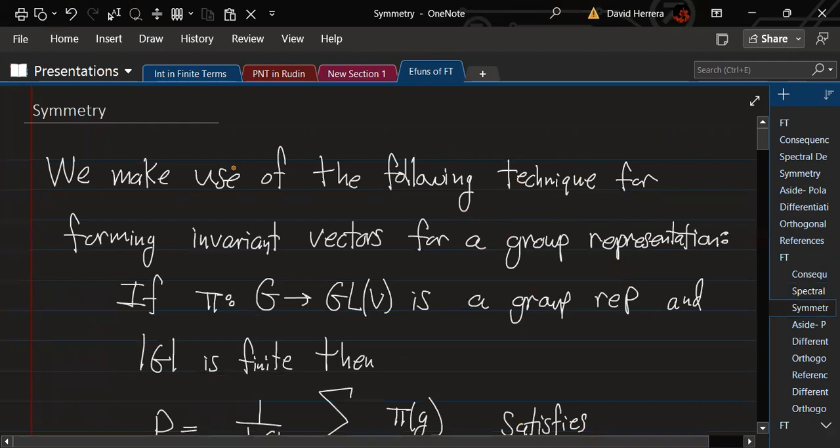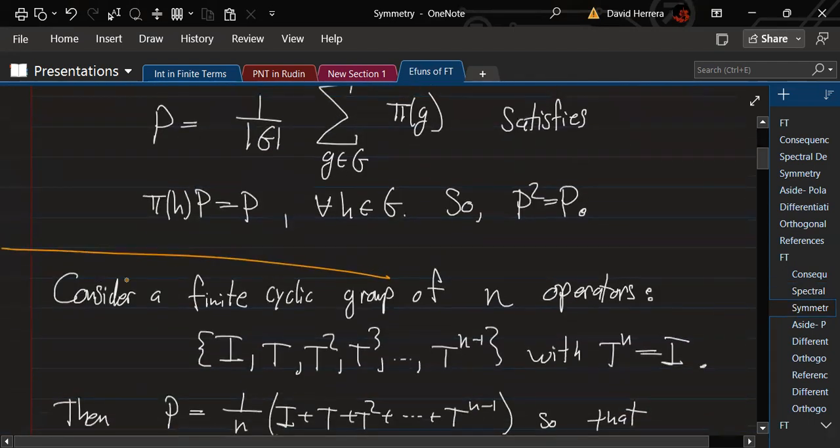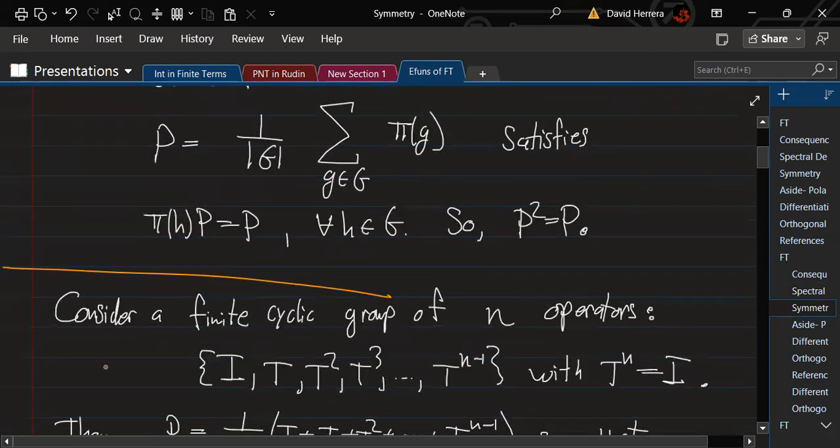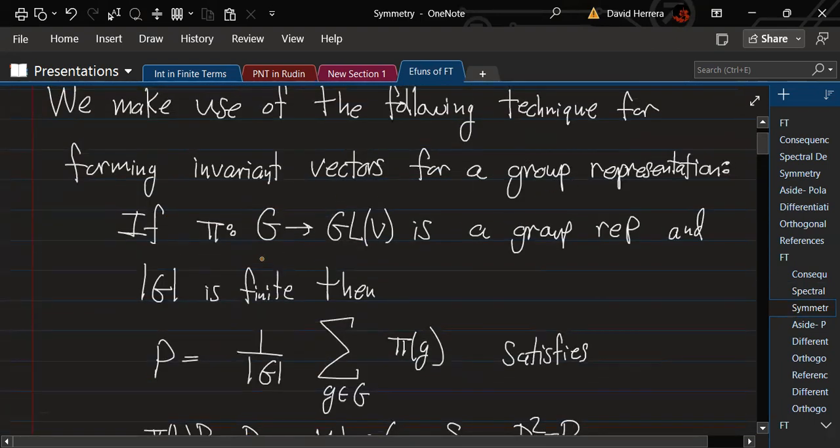So this is related to the ideas of symmetries using the idea of group representation. We will make use of the following technique for forming invariant vectors for a group representation. I'm not going to assume that you're too familiar with group representations. After this paragraph, the rest will be more concrete. I just wanted to say this in case you're familiar with the idea. This is at least where I got the idea from.